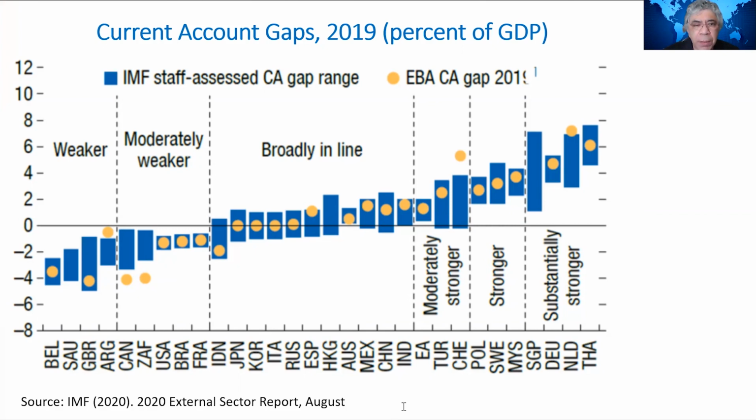And then you have 11 economies showing actual current account balances broadly in line with the level consistent with medium-term fundamentals and desirable policies. In 2018, you had there Australia, China, Hong Kong SAR, India, Italy, Japan, and Mexico. Whereas Indonesia, Korea, Russia, and Spain entered this category in 2019. All in all, the IMF assesses that about 40% of global imbalances were excessive in 2019. That corresponds to 1.2% of world GDP.